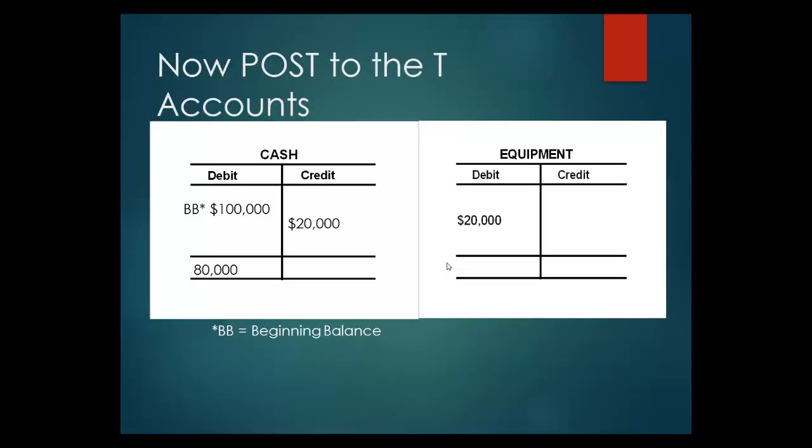How would we post this journal entry? Okay, see there's 2 T accounts, one for cash and one for equipment. And remember we had a beginning balance of $100,000 in cash, but we're posting transaction number 1. So we're crediting cash and we're debiting equipment. This $80,000 here is a calculation. It's the difference between the beginning balance and the credit of $20,000.